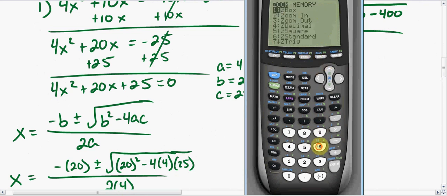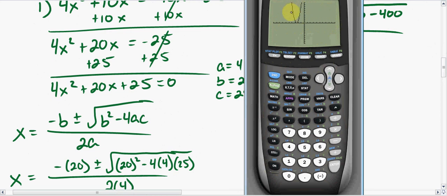So when I graph it, you're going to see the parabola drawn, and it's only going to cross the x-axis in one spot, and that one spot is the vertex. So when you have one real solution, that means that the vertex is going to lie on the x-axis.